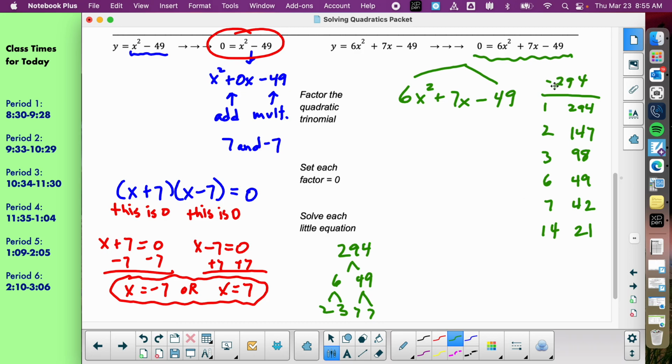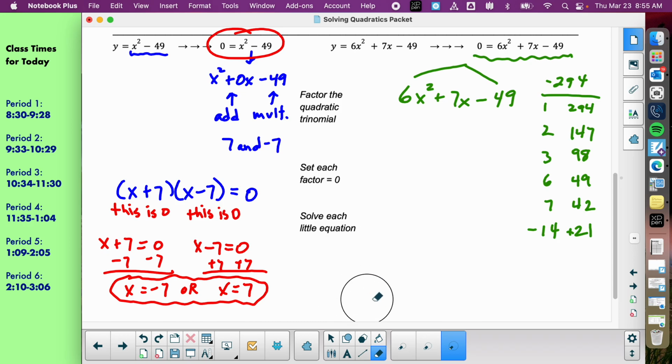Negative 294 means one has to be positive, one has to be negative. We need positive, so that means positive 21, negative 14. That was an awful lot of work. I'll just tell you right now, I'm not expecting you to need to do that on some of your problems, but let's go through and double check after this. Normally, this number is going to be like less than 50, so you're not going to have to go crazy to try to figure out factors.